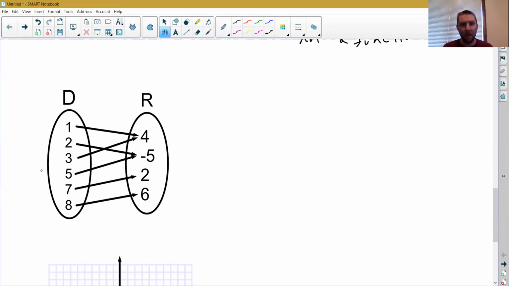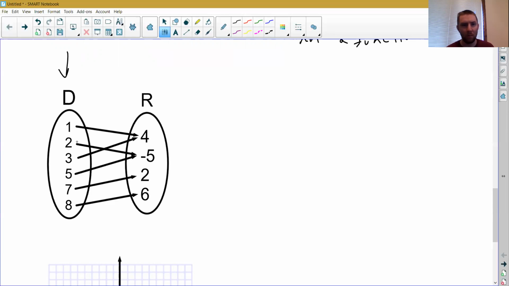So if I'm looking at a mapping diagram and trying to decide if that is a function, again, I'm looking in my domain area, right? I'm looking here in the domain in this particular oval, and I'm looking for numbers in the domain that have more than one arrow coming from them. So if I look at the number 1 here in the domain, how many arrows does that have coming off of it? Well, it has just 1, right? 1 goes to 4.